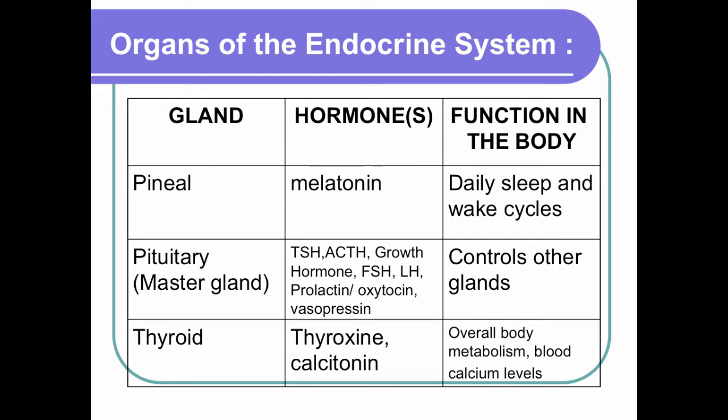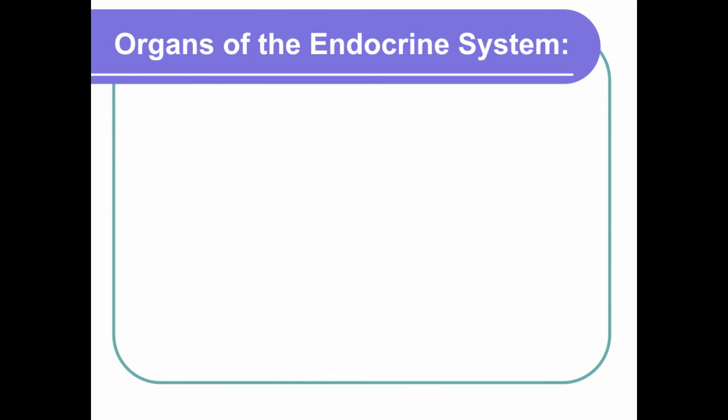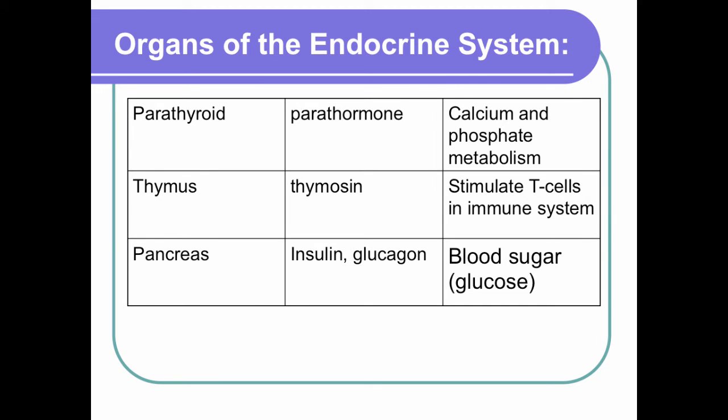So you have your pineal gland, which helps to keep your daily sleep patterns. It helps you fall asleep at night, wake up in the morning. You have your pituitary gland, which is called your master gland. The reason why is because this gland controls all your other glands, hence why it's called the master gland. It has to do with your growth hormone, many things. Your thyroid, which helps with your overall metabolism and your blood calcium levels. Your parathyroid, which is the calcium phosphate in your metabolism, helping to stimulate T cells, which are big in your immune system. Your pancreas makes insulin, which helps with your blood sugar, glucose, and that's where diabetes comes in. So if you have diabetes, that is a disease of the endocrine system.